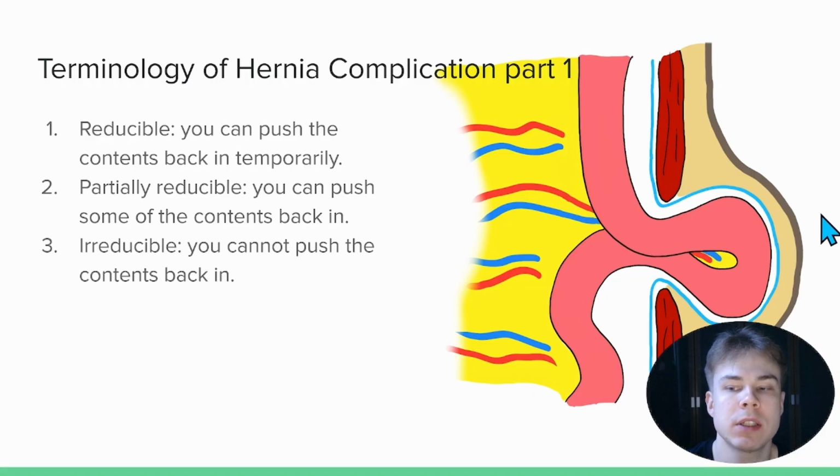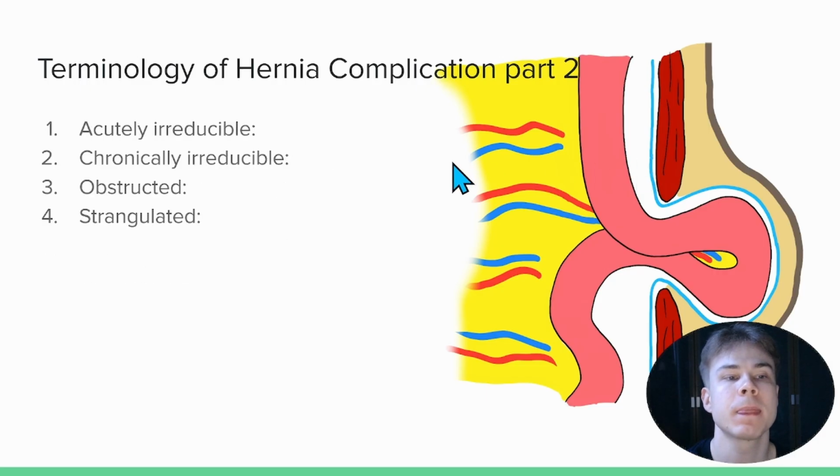Partially reducible means that you can only push part of the contents back in, but not all of it. So some of the contents are sort of sliding back and forth. And irreducible means, despite making efforts to help reduce the hernia, you still cannot push the contents back in. Now, there are some specific further terms that I would like you to define, which are acutely irreducible, chronically irreducible, obstructed, and strangulated. Pause the video right now and try to define them.